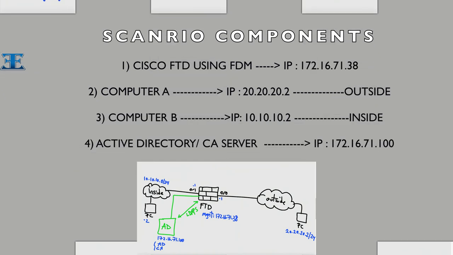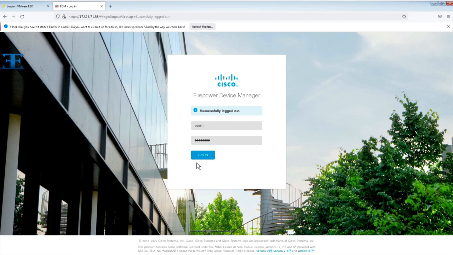In our scenario, I deployed Cisco FTD using FDM for management, and I have two computers. One is acting as VPN AnyConnect client, and the other one is target server, which is located in our inside network. We will configure LDAP and use the mapping feature, and we'll learn a lot. So let's begin. Now we will connect to our FDM.